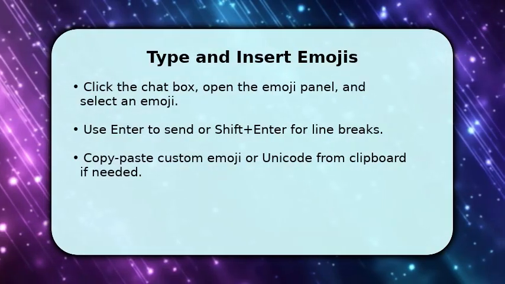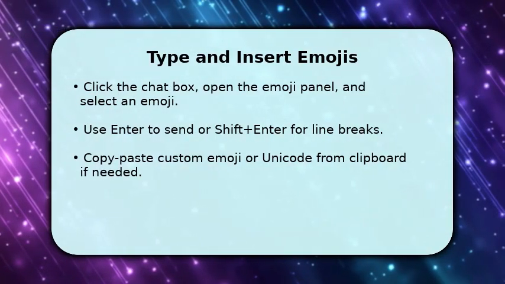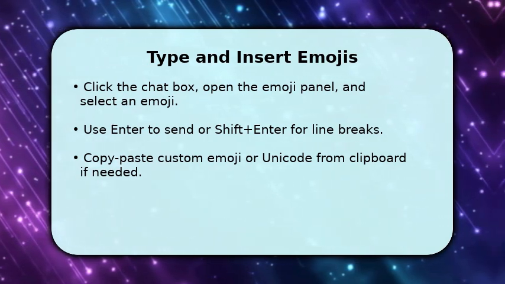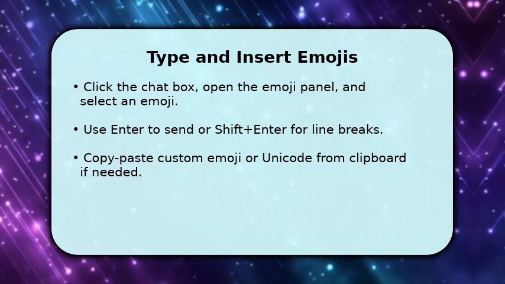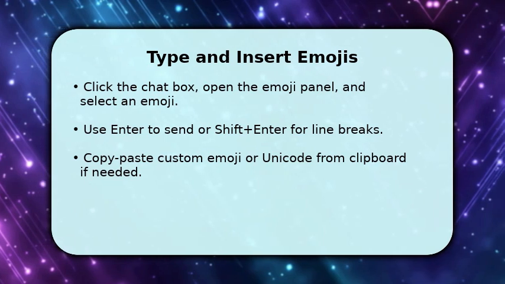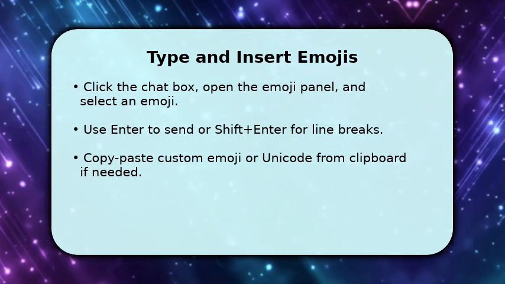With chat open, click the text field and reopen the emoji panel. You'll see categories and a search field. Type a keyword to find an icon faster. Once you select an emoji, it inserts inline. Press Enter to send or Shift plus Enter to add a new line without sending.